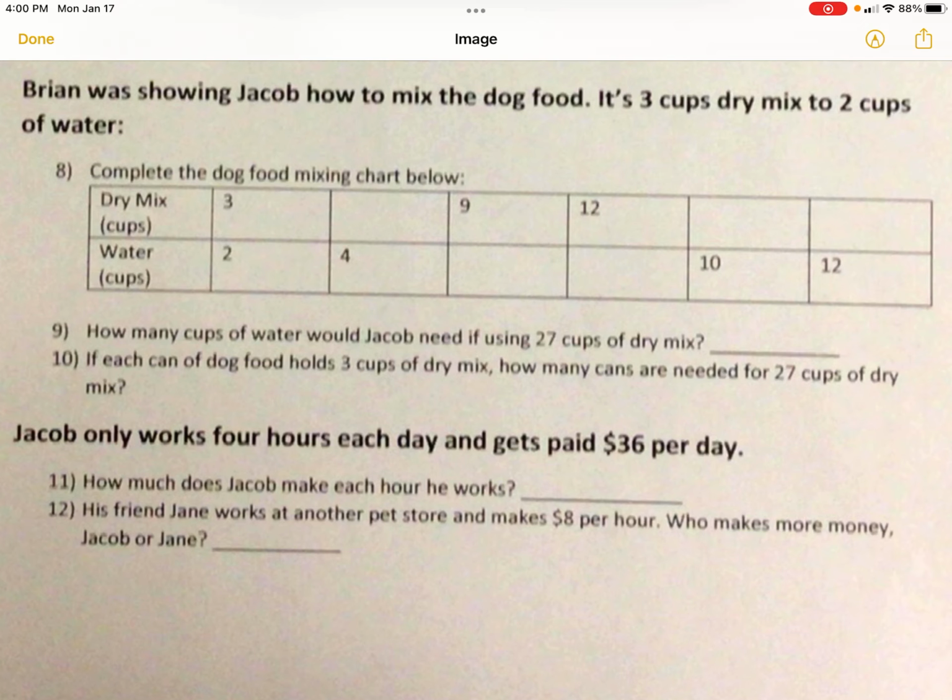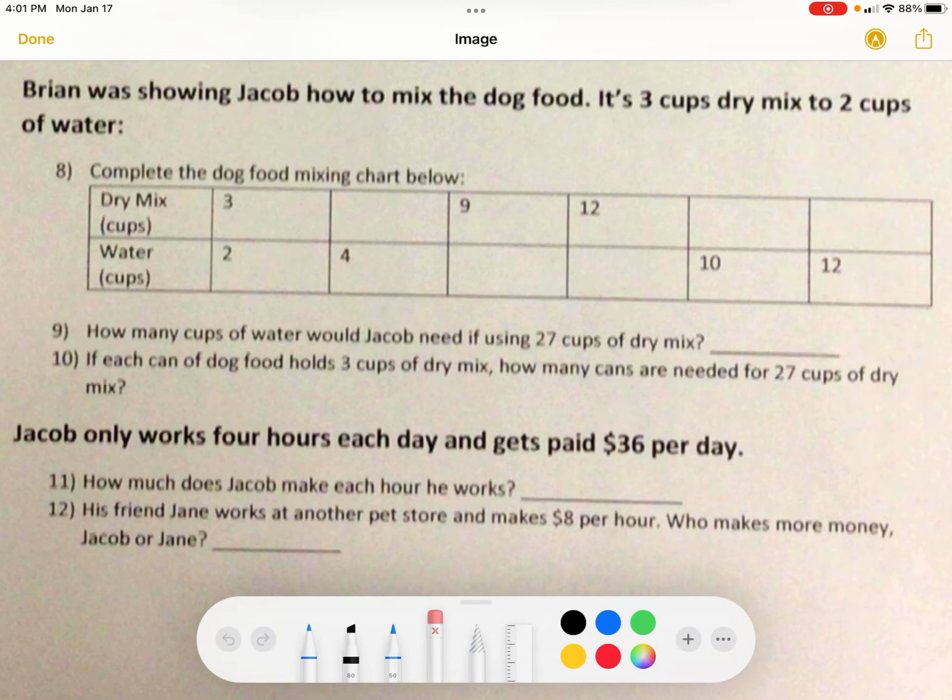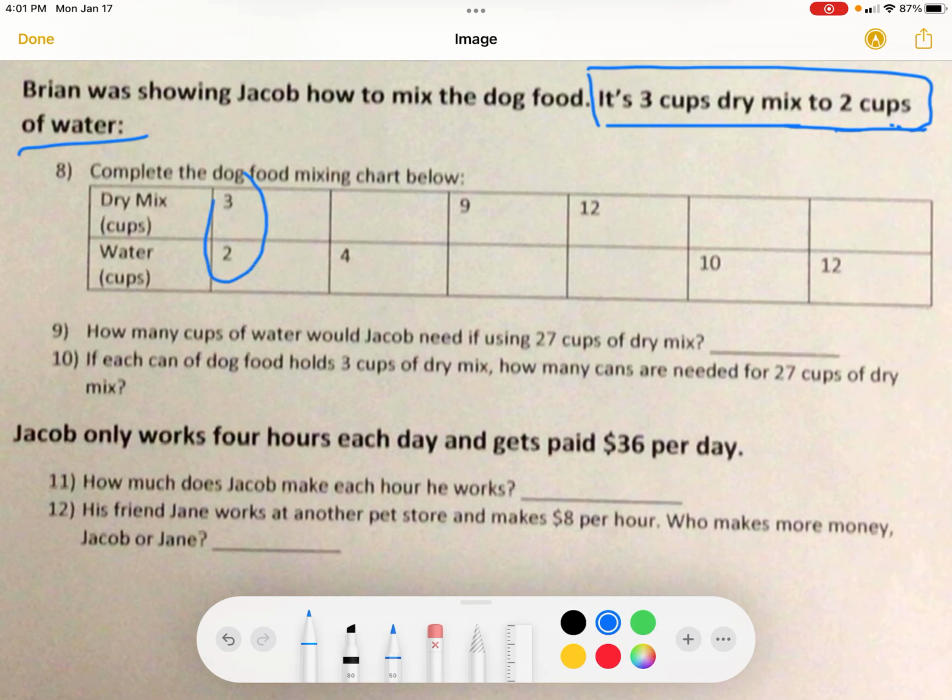So whenever you have a table that you need to complete, first you need to make sure that you understand what the ratio is. And the ratio here in this problem says that for every 3 cups of dry mix, you must use 2 cups of water. That's very important because those are the numbers you're going to be using to complete the table. So that is given right here on the table. Sometimes it is and sometimes it is not given on the table, but as long as they give you that ratio in the problem, you will be okay.